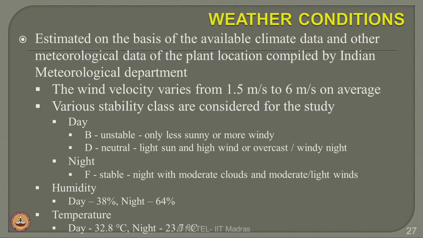For example, in the day, the classes considered are B and D. B refers to an unstable class, only less sunny and more windy. D refers to a neutral class, which has light sun and high wind or overcast windy night, whereas for the night stability class we have assumed F, which is a stable class night with moderate clouds and light winds. The humidity in the daytime is 38%, the night time 64%. Temperature in the daytime is 32.8 degrees Celsius and night is 23.7 degrees Celsius, which are considered as input for the analysis as far as the weather parameters are concerned.